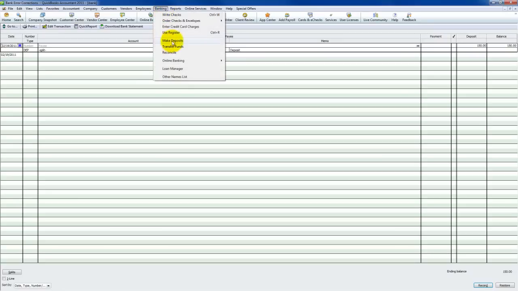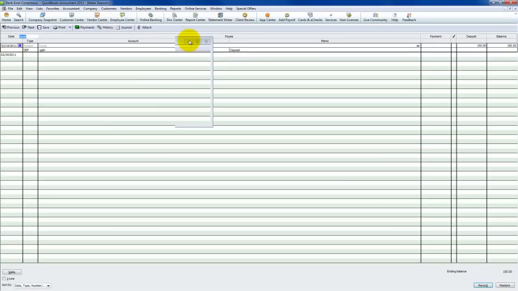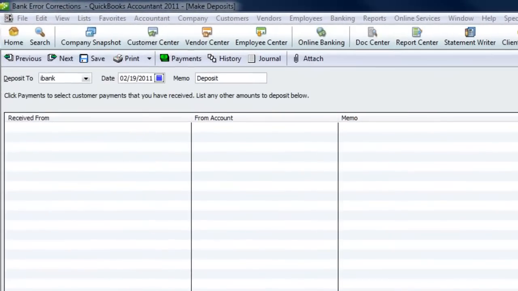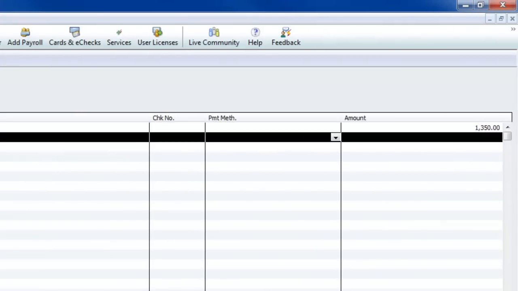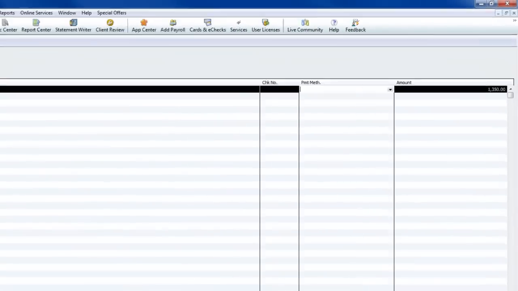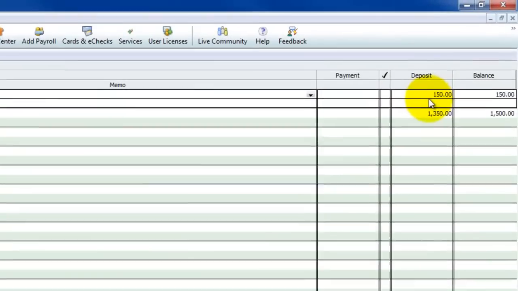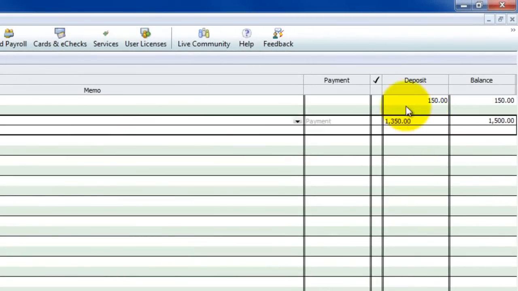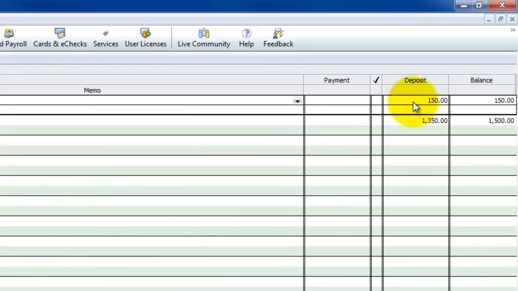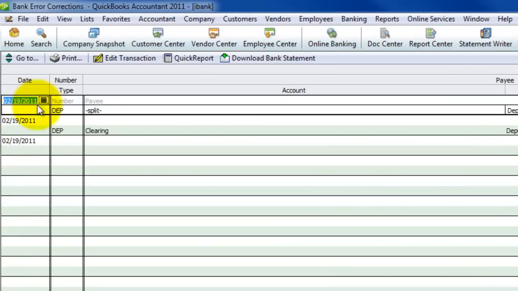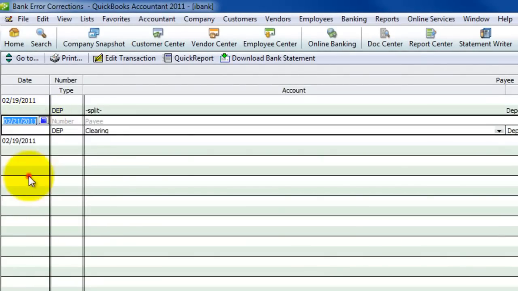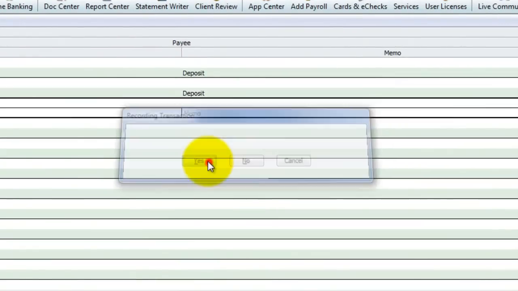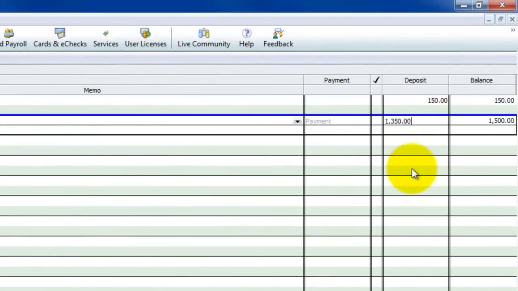I go to banking. I go to make deposits, because that's what the bank is doing. And it's coming from the clearing account. I need to zero that out. And I'll get my $1,350. Save and close. So this is what it's going to look like on the bank statement. When I get the bank statement, once the statement closes, I'm going to see on the 19th a deposit for $150. And let me fix the date here. On the 20th, or if that's a Sunday, the 21st, I'm going to get the correction for $1,350. This way, everything's in place and lines up perfectly.